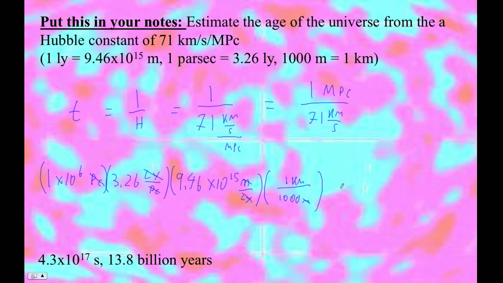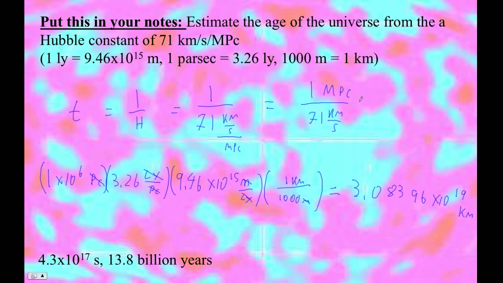So I'm going to do all this on my calculator. 1e6, that's a megaparsec, times 3.26 times 9.46e15, divided by 1,000. Okay, there it is. So I'm getting 3.08396 times 10 to the 19th kilometers.